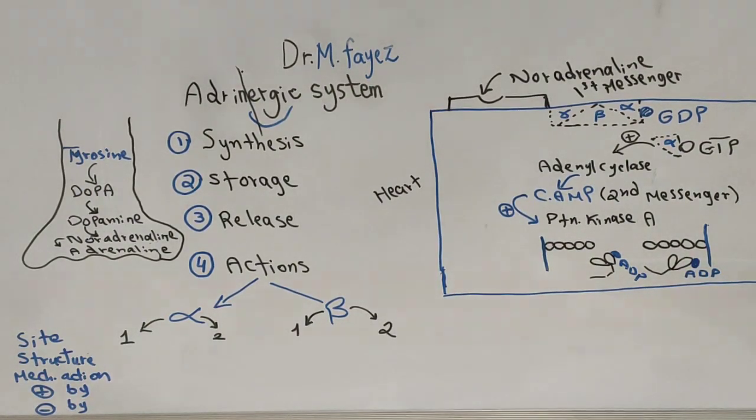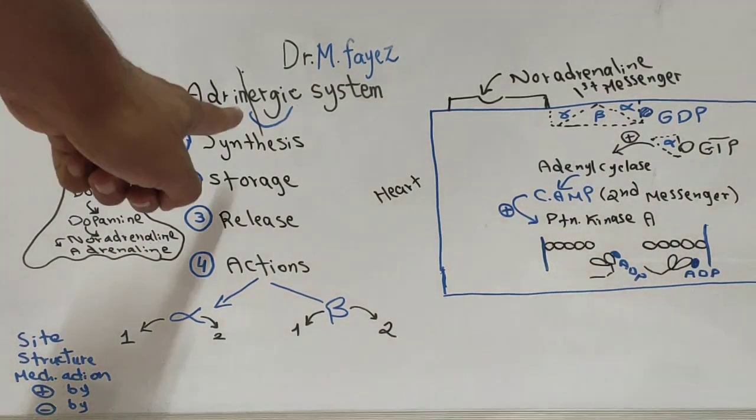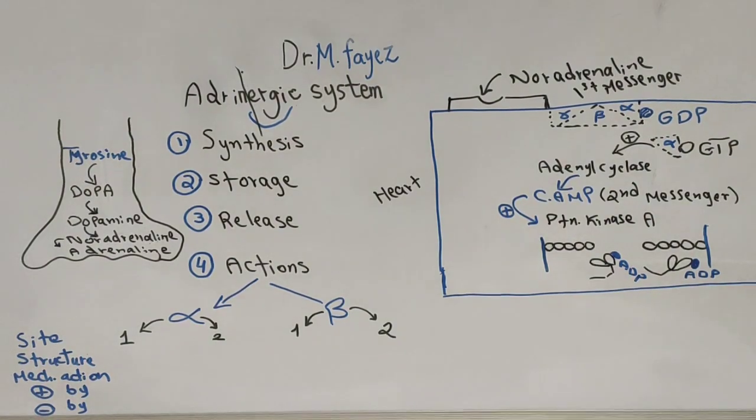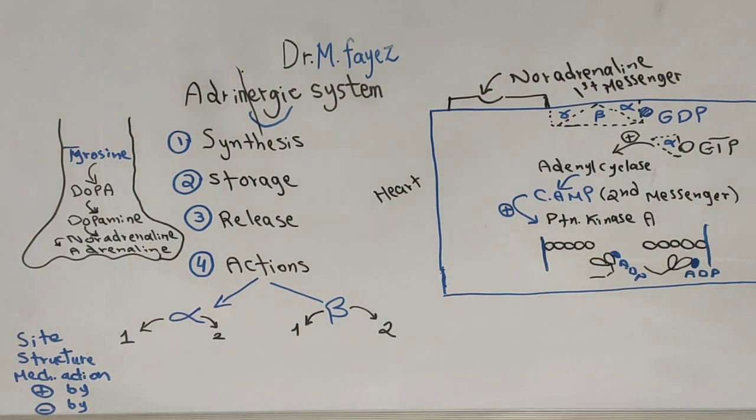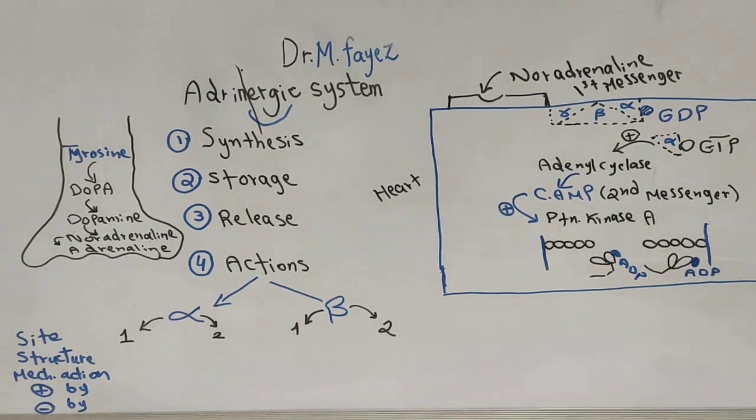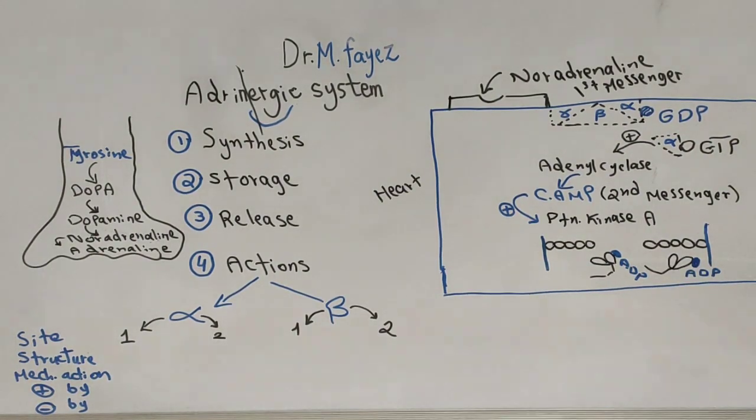Our lecture today is about the adrenergic system. In the last lectures we discussed, obviously, the cholinergic system. But first of all, I want you to know that the term "ergic" means release, and adrenaline is also called epinephrine. Nephrine means nephron of the kidney, which is the functional unit, and epi means above or the top.